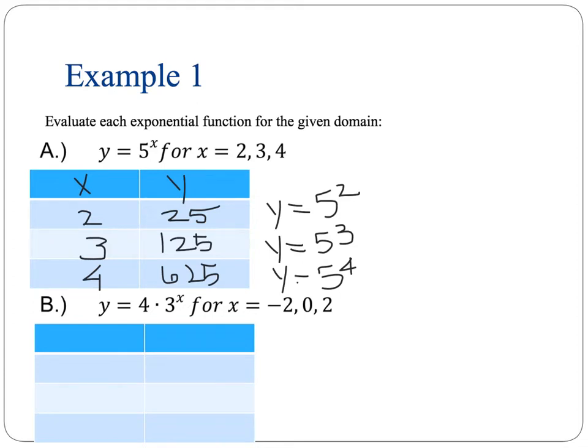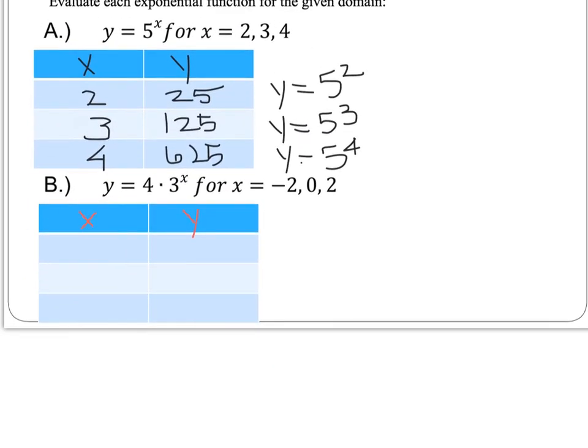For our next example, again, we're going to put in our x and our y into our table, and we are going to use the equation y equals 4 times 3 to the power of x. And when I plug in my x, which we're given was -2, 0, and 2. So for the first one, I have y equals 4 times 3 to the power of -2.